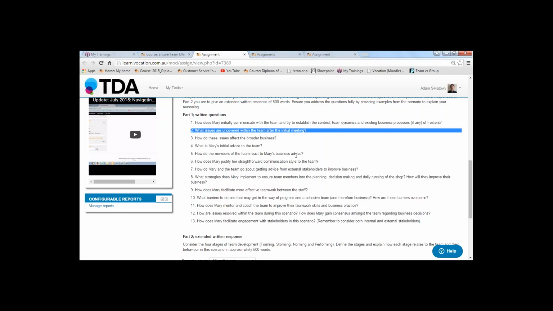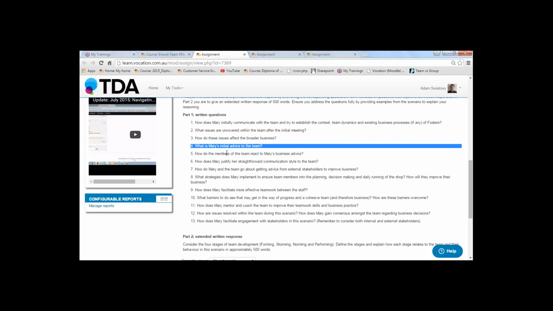What issues are uncovered within the team after that initial meeting? Here I just want you to list the range of issues that are discovered in that meeting. How do these issues affect the broader business? So how are those issues that you've just discovered in question 2 affecting the overall business? What is Mary's initial advice to the team? You'll see that there. How do team members react to Mary's business advice? You'll see the members were quite upset, so have a chat about that.